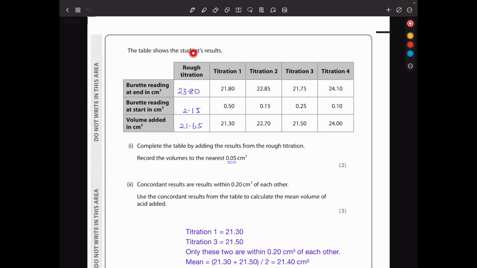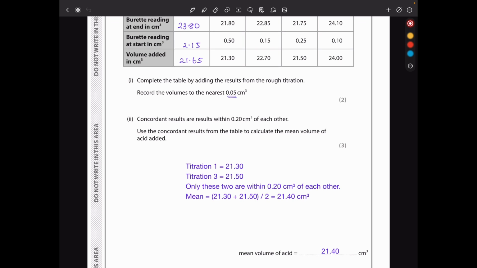They say the table shows the students' results. We see them here, minus those in blue. I just filled them in. They say complete the table by adding the results from the rough titration. Record the volumes to the nearest 0.05 centimeters cubed, meaning 2 decimal places. So from previously, I read from the burette 23.80 and 2.15. Subtracting, I got 21.65 as the rough titer.